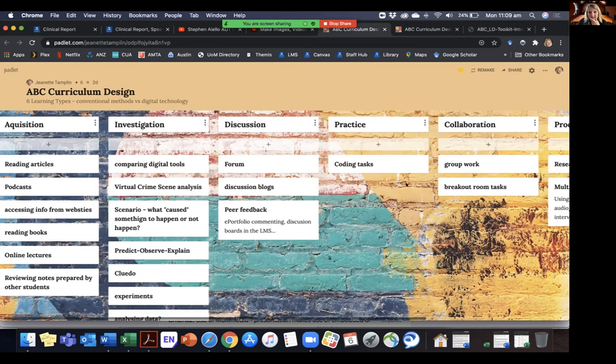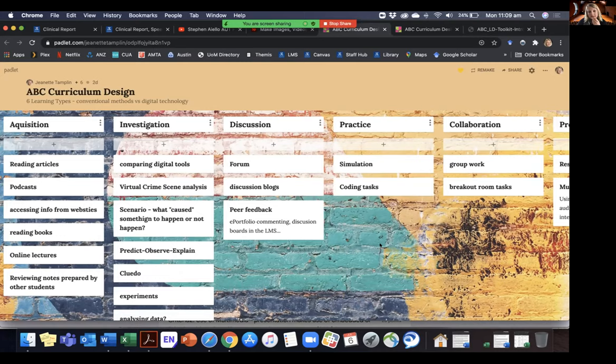So maybe some other ideas for practical sort of aspects that you could do in a traditional format or in an online technology enhanced way. Simulation's a good one.